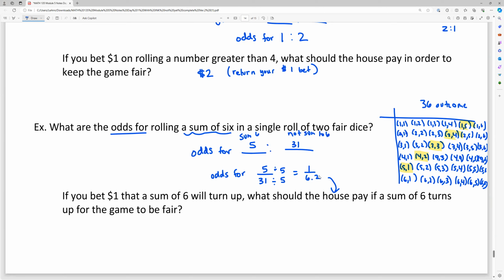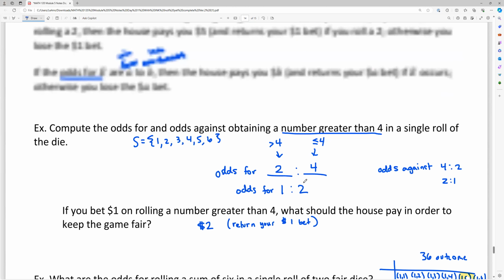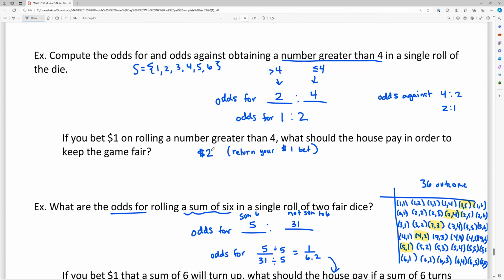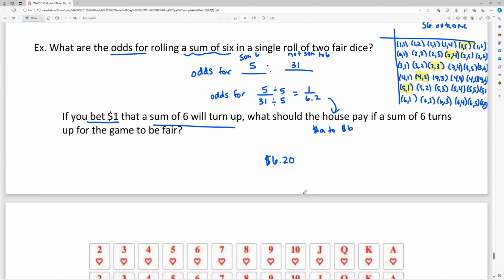So remember, this is like an A to B. And if you bet your $1 that the sum of 6 will turn up, so you're going in favor of that, then if the house says, oh, it happened, what do they have to pay you to be fair? They'd have to pay you $6.20. Again, on the MyMathLab, I tried to regenerate that homework a few different times, and I always got one that was more like this first one where you get a 1 in the first spot anyways, which makes it a nice whole number for the bet. But that's how you would handle that.